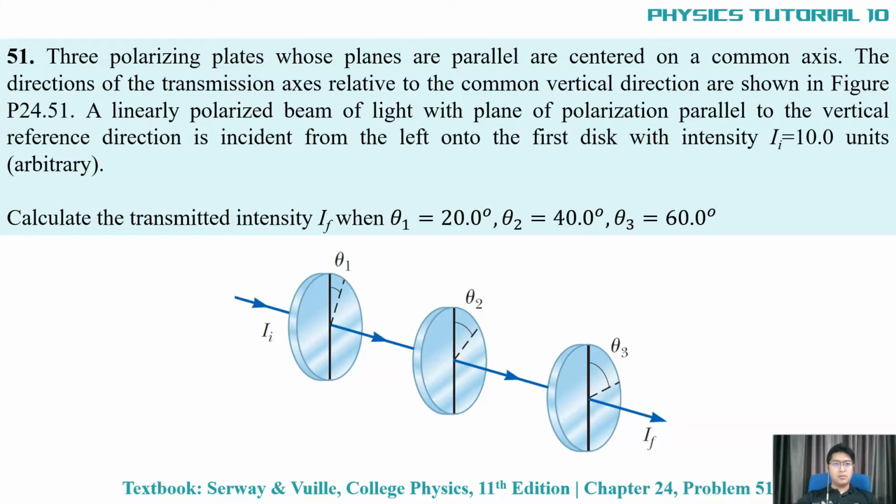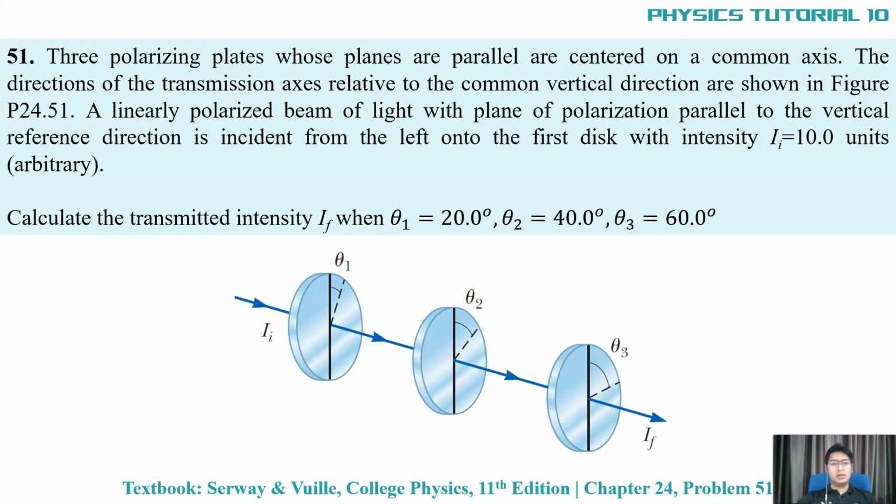So, the question says that three polarizing plates whose planes are parallel are centered on a common axis. The directions of the transmission axis relative to the common vertical direction are shown in the figure. A linearly polarized beam of light with plane of polarization parallel to the vertical reference direction is incident from the left onto the first disk with intensity. Initial intensity equals 10 units.